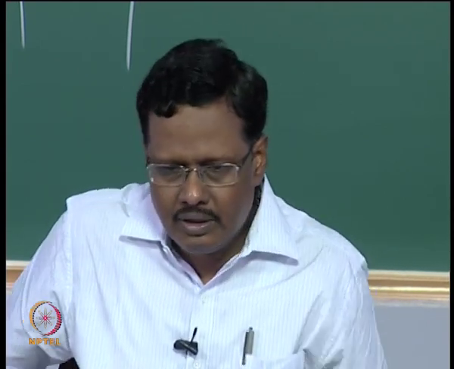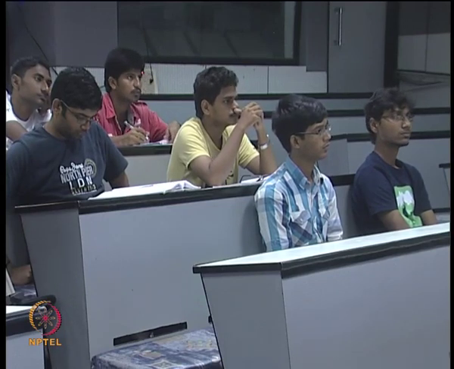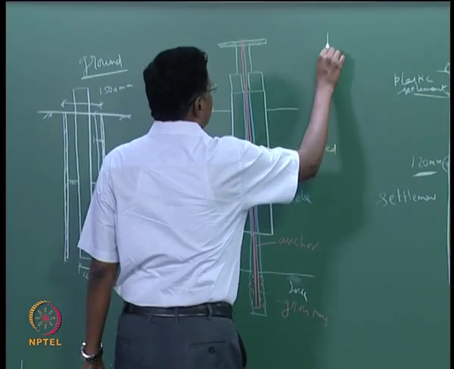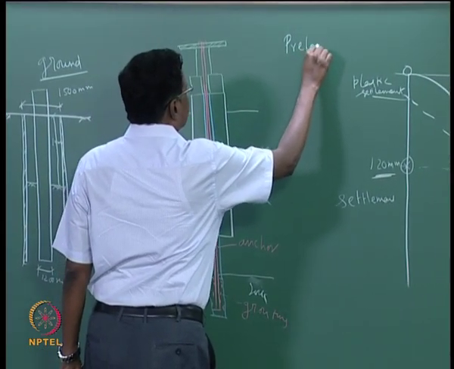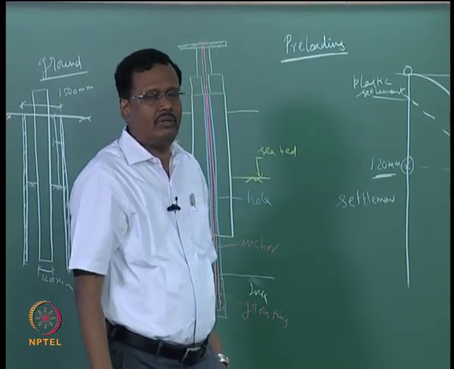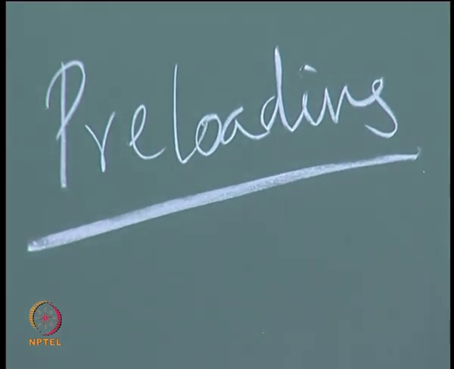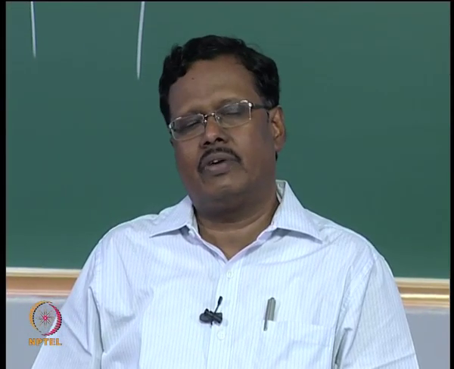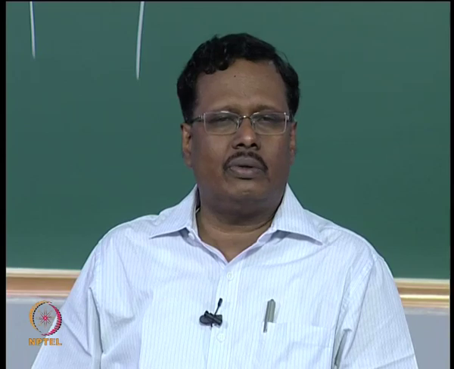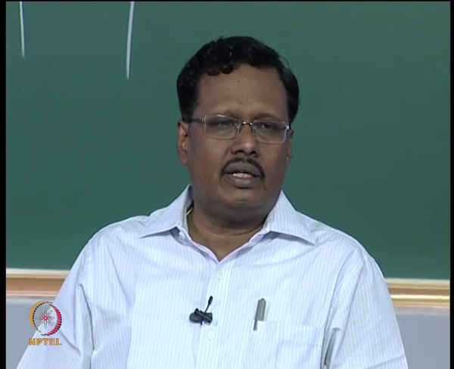But another important method that is used apart from this, or in combination with this, is what is called preloading. It is a time-consuming method. In this method, you go to the place and stack 6 meters height of soil, leave it for 1 year, then remove the soil. Since you have loaded the ground with 6 meters of height, that is about maybe 10 tons per square meter load, and it is kept for a longer time, the settlement that has to take place would have already taken place.